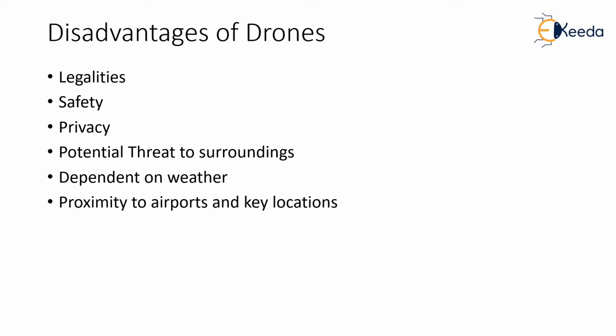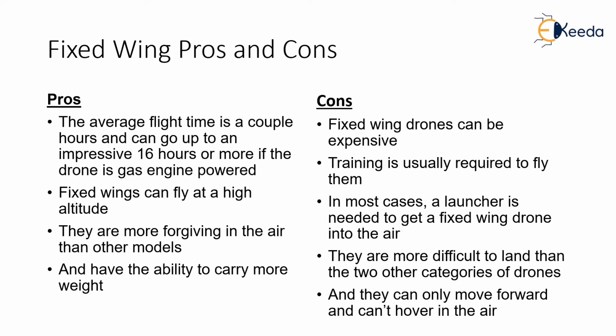Further, let's look at the advantages and disadvantages of fixed wing drones to know where we can use them. First, let us look at the advantages and disadvantages of fixed wing. The advantages of fixed wing are, first, the average flight time can go up to 16 hours or more, depending on the propulsion system for the fixed wing.